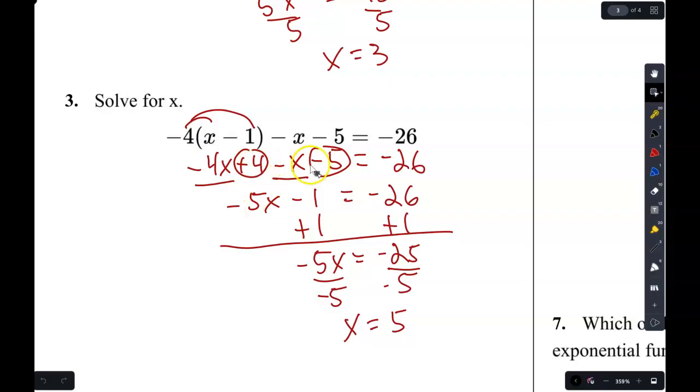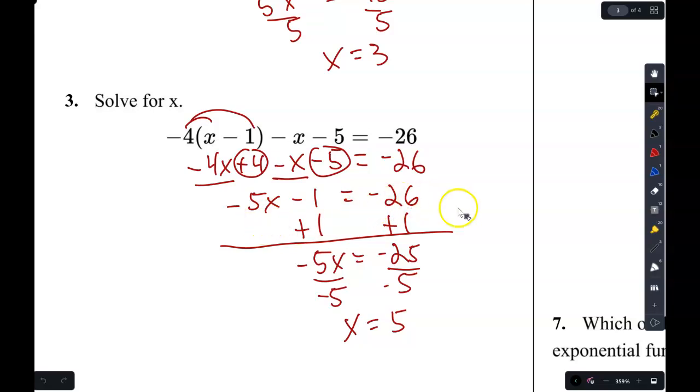And then positive 4 plus a negative 5. They are different signs. Find the difference. Negative 5 plus 4, 5 minus 4 is going to be 1. Keep it negative because the 5 is bigger. Now I'm left with negative 5x minus 1 is equal to negative 26.